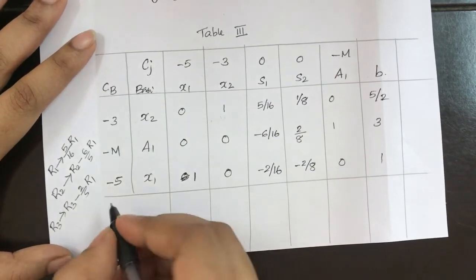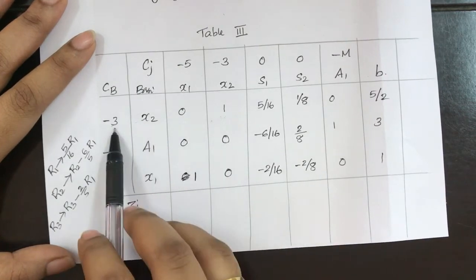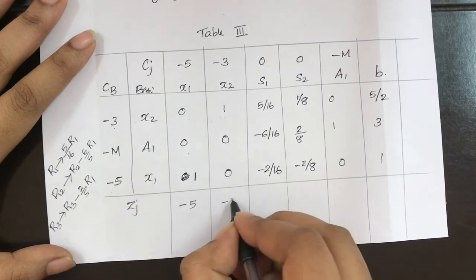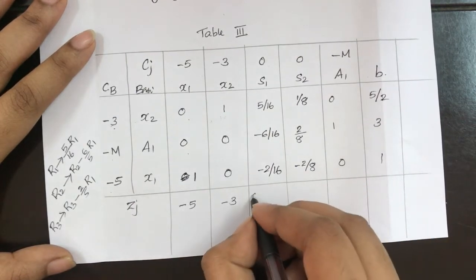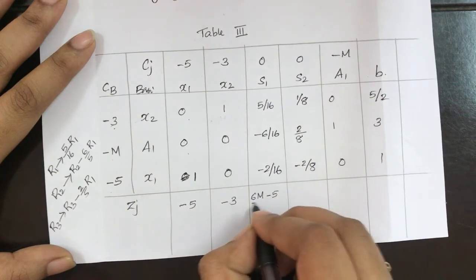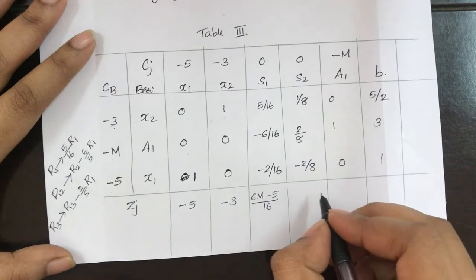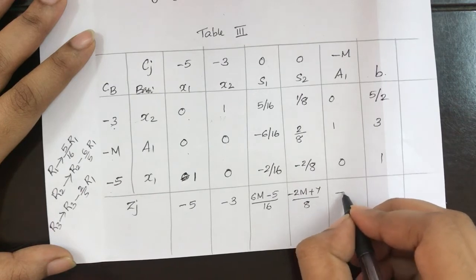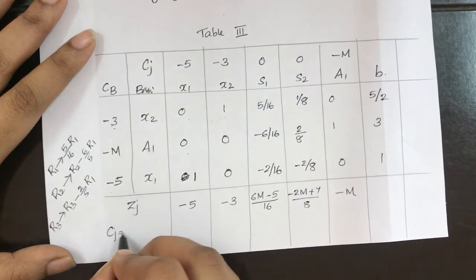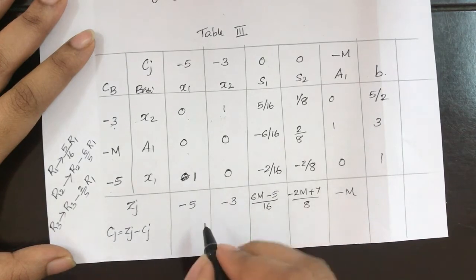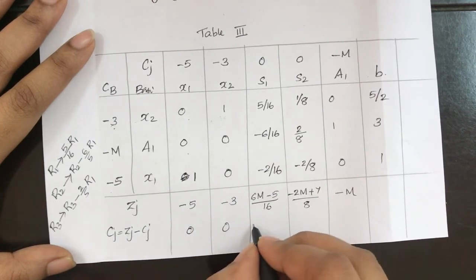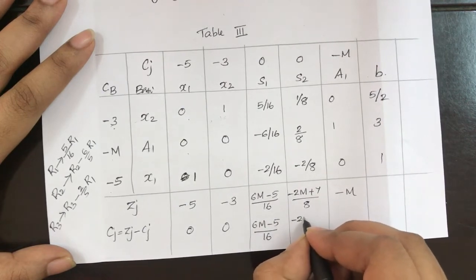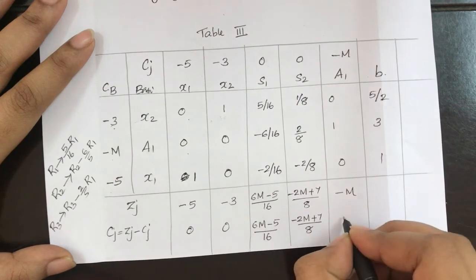Now we are going to find out Zj values. Zj equal to minus 3 into 0 plus minus m into 0 plus minus 5 into 1, that is minus 5. Similarly complete all these Zj values. Minus 3, 6m minus 5 by 16, then minus 2m plus 7 by 8 minus m. In capital Cj equal to Zj minus Cj, values will be 0, 0, 6m minus 5 by 16 and minus 2m plus 7 by 8, 0.